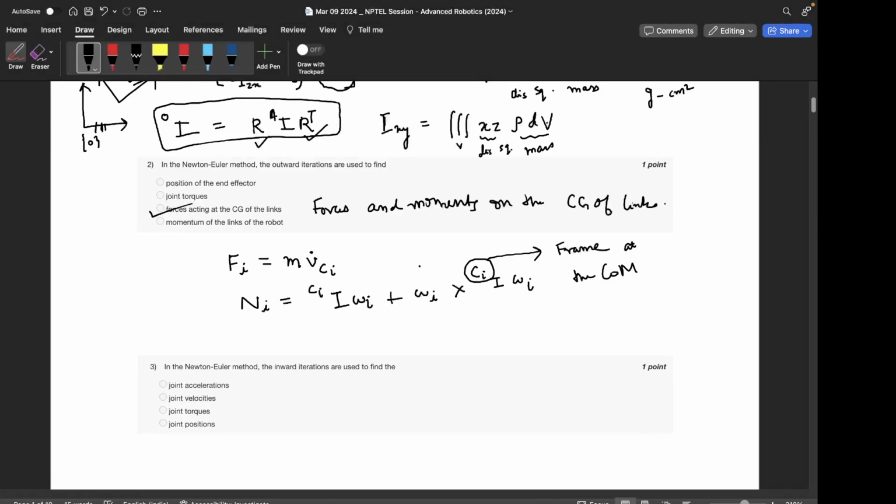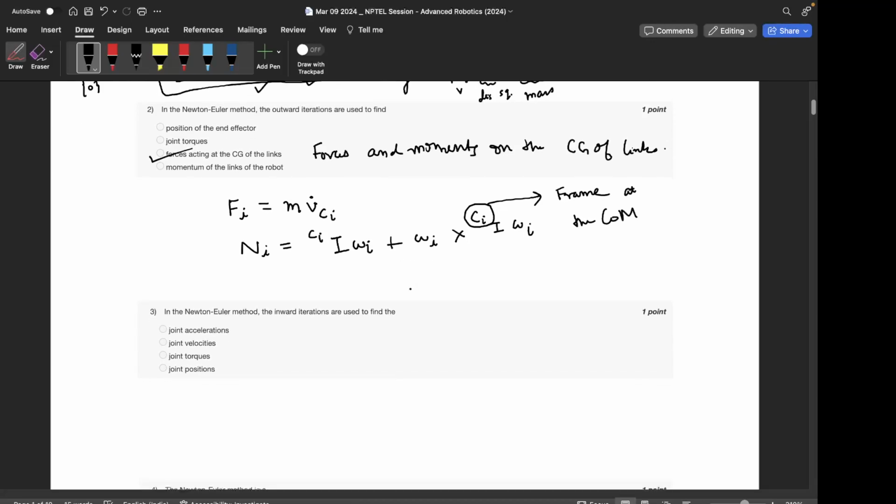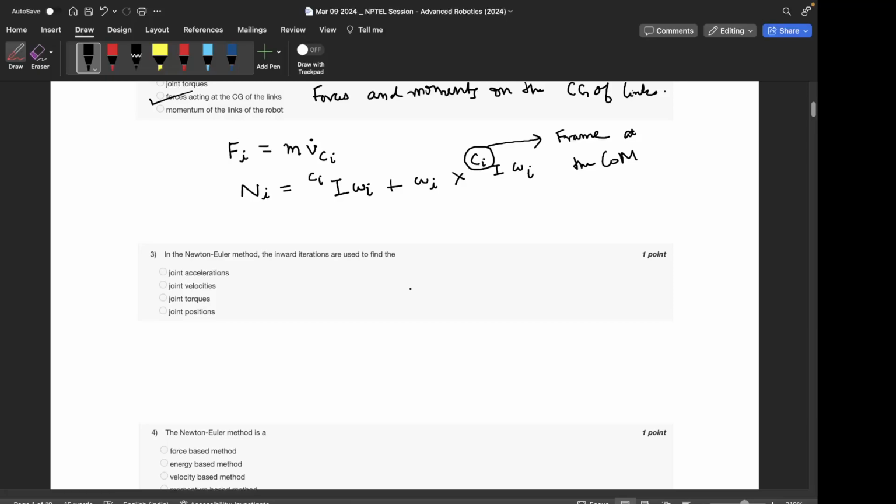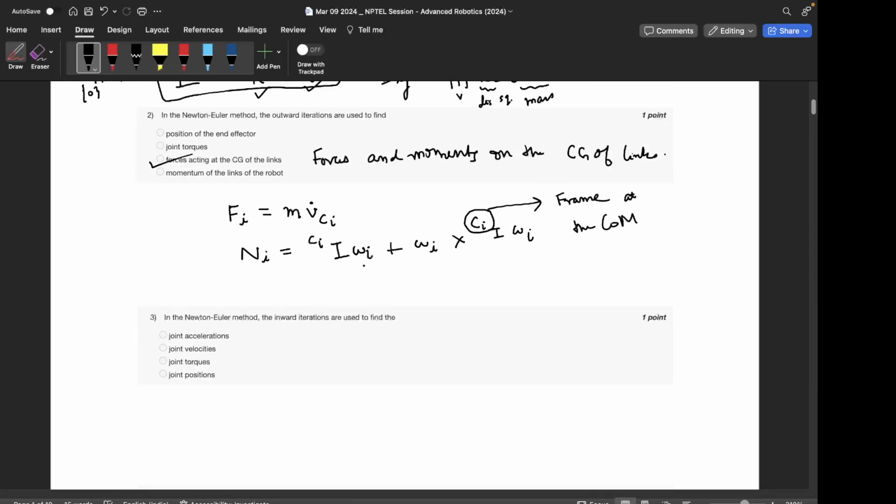Sorry for that. So, we were discussing the outward iterations of the Newton-Euler method, and they give us the forces and moments on the CG of the links. Okay, so moving on. Any doubt in these expressions from the last class?